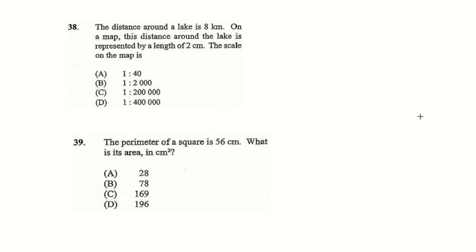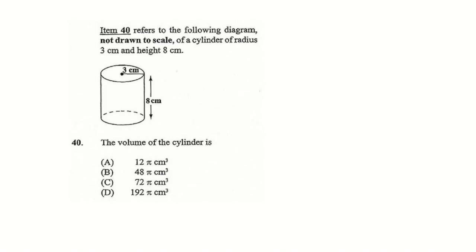Number 38, we did this question, is 1 to 400,000. The perimeter of a square is 56. What is the area? That is 4 sides equals 56. So the side would be 56 divided by 4. 56 divided by 4 is 14. 14 by 14 is 196. Right?